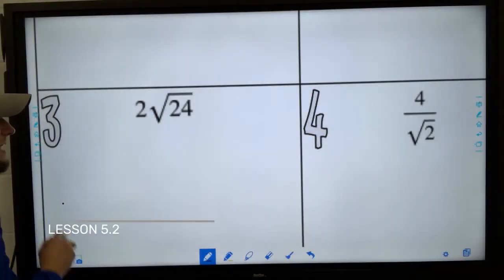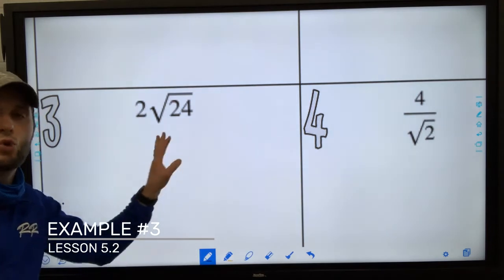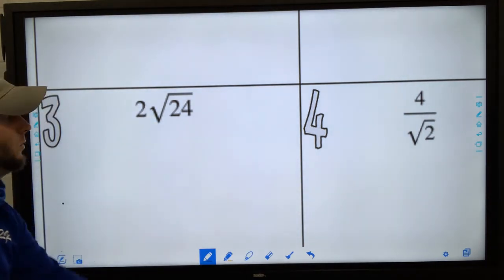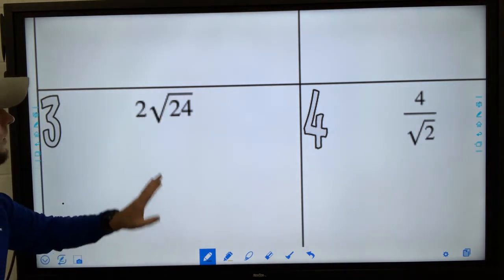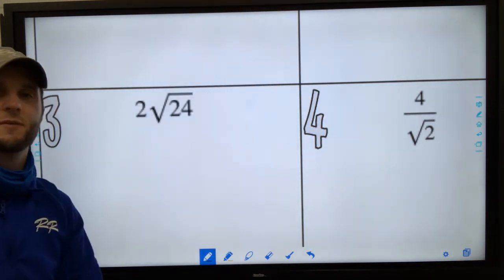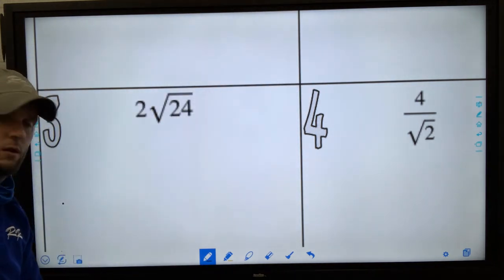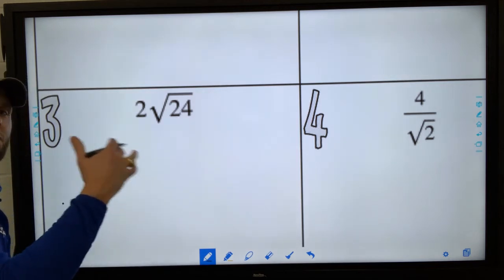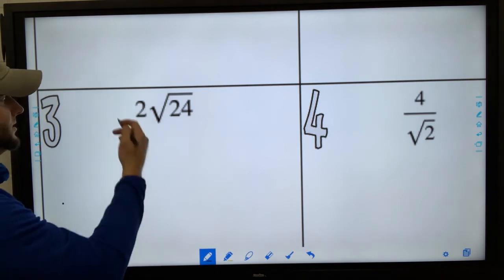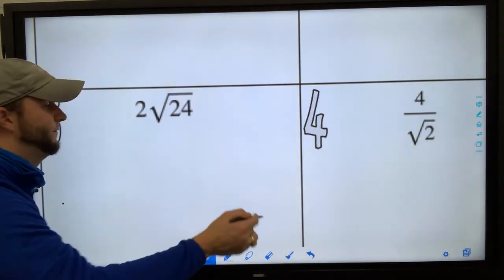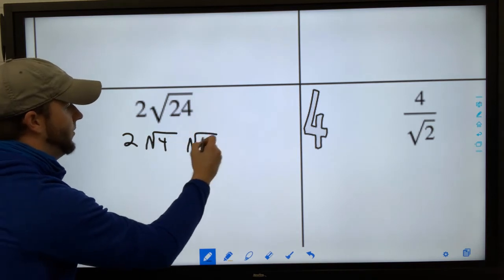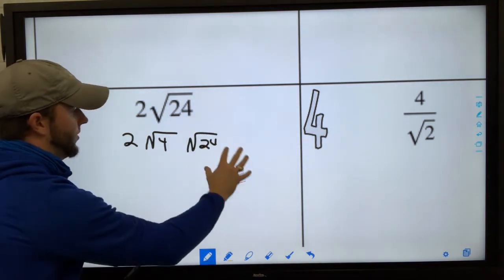All right, next one I have on example number 3 is you have 2 multiplied by the square root of 24. So right now, we're trying to figure out which one of those perfect squares will divide perfectly into 24. The perfect square that'll divide evenly into it is going to be 4, because 4 times 6 is going to give you 24. So I'm going to break it up: 2 square root 4, square root of 6, sorry.